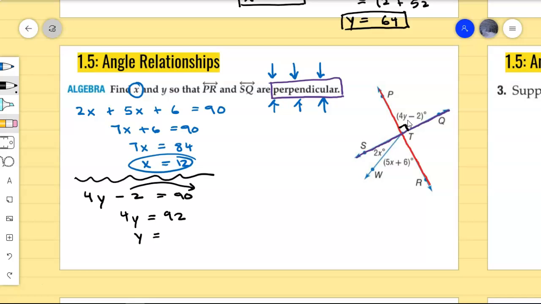92 divided by 4 should give you, let's see here, 23, I believe. You may check with a calculator. And so you end up with the value of that as well.